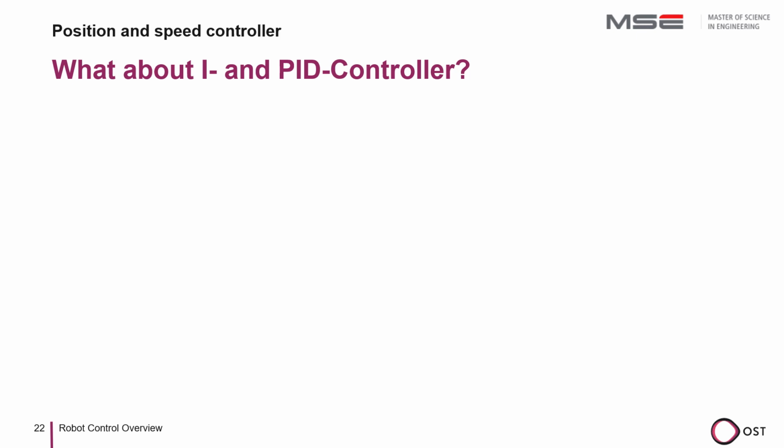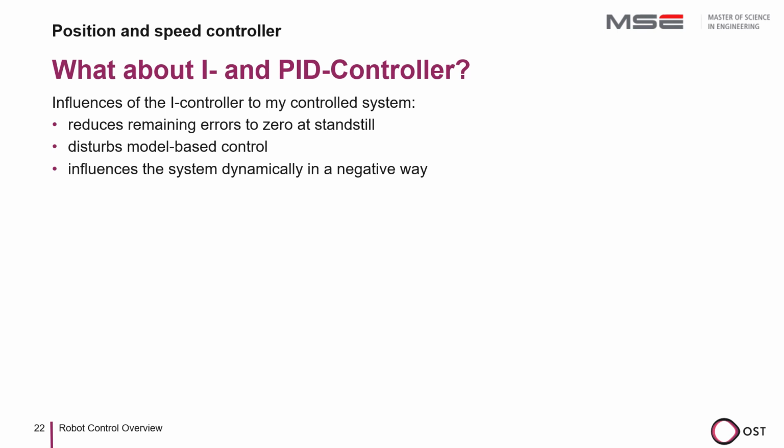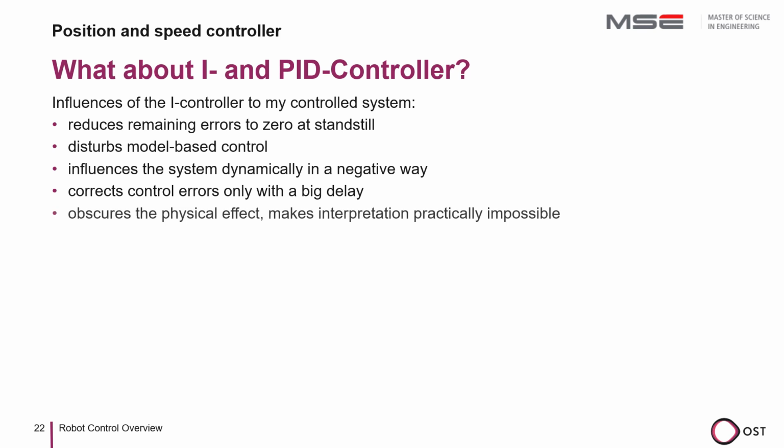Many of you who already know control technology will have missed the integral control and will argue that the PID controller is much better than the PD controller because it reduces the control error to zero at standstill, even when there is Coulomb friction. Basically, this is not completely wrong, but the integrator has the big disadvantage that it interferes with my model-based control, often negatively affects the system dynamically, corrects control errors only with a long delay, and its behavior hides the physical effects of the model and makes their interpretation practically impossible.